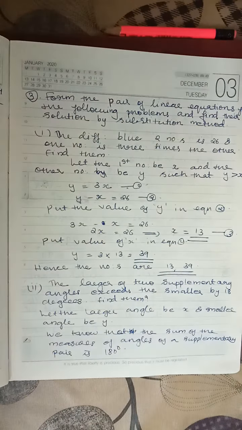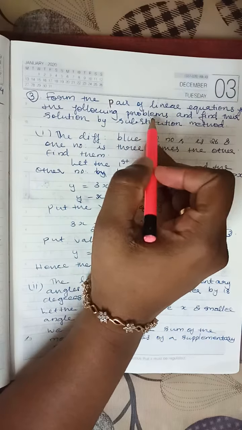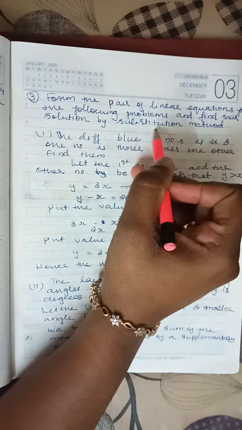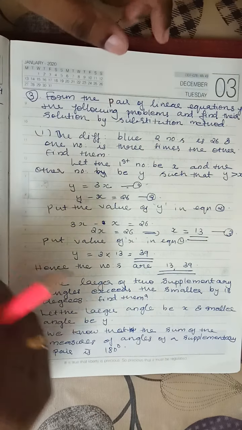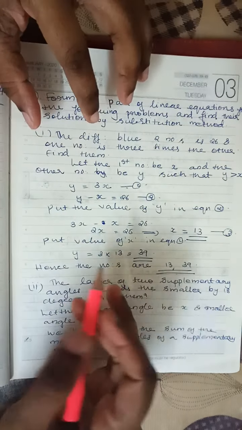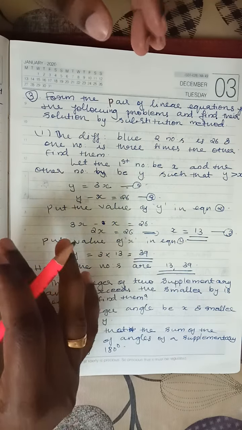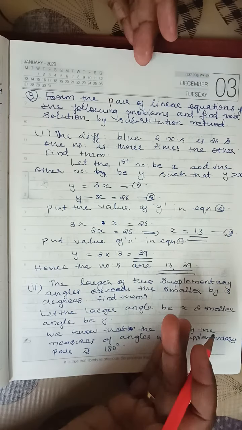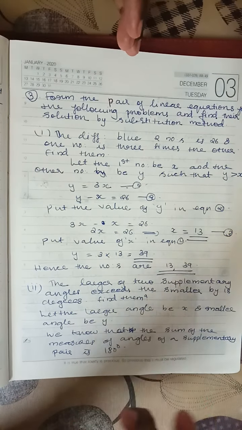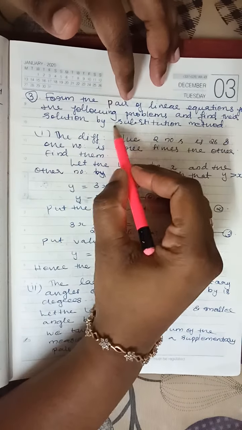Next question, question number 3. Form the pair of linear equations for the following problems and find a solution by substitution method. Substitution method means just like question number 1. But here the linear equations are not given. Some sentences are given, so by reading these sentences we have to make the linear equations. After that we have to solve those equations also by using substitution method.